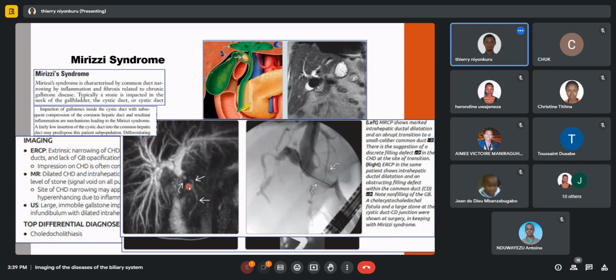And on MRI, as we can see, there is this at the common hepatic duct. We can see that there is this signal void and a severe narrowing of the distal portion of the bile duct, but proximally we can see there is dilatation of the right and the left intrahepatic bile duct, which is also suggestive of Mirizzi syndrome. And on ERCP, you can see this gap, which is a defect of a stone in the common hepatic duct, as we visualize the left and the right hepatic duct, which are severely dilated.